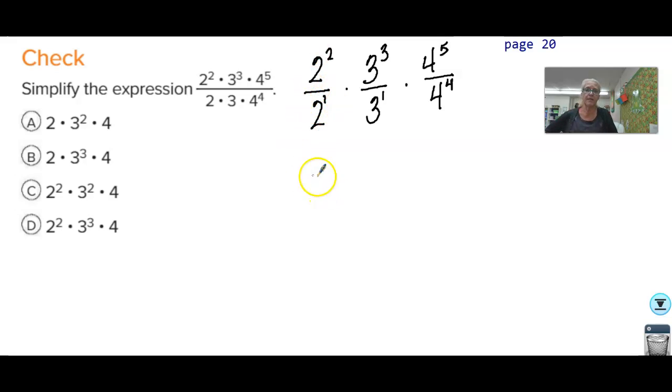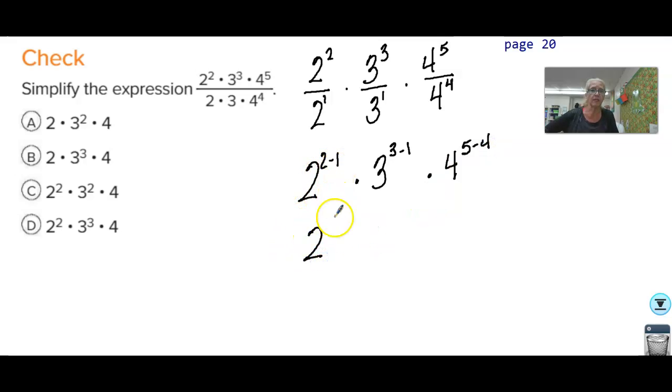Simplifying this would be 2 to the 2 minus 1 times 3 to the 3 minus 1 times 4 to the 5 minus 4. This would be 2 minus 1 is 1, times 3 minus 1 is 2, times 4, 5 minus 4 is 1. Okay? Now, we don't have to write the ones. This is probably over there looking just like this, with no ones.